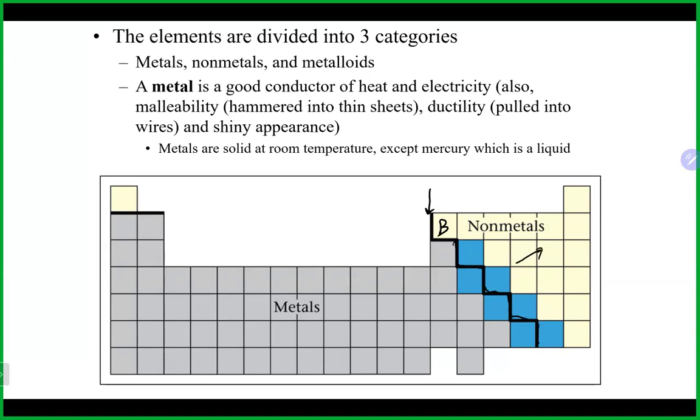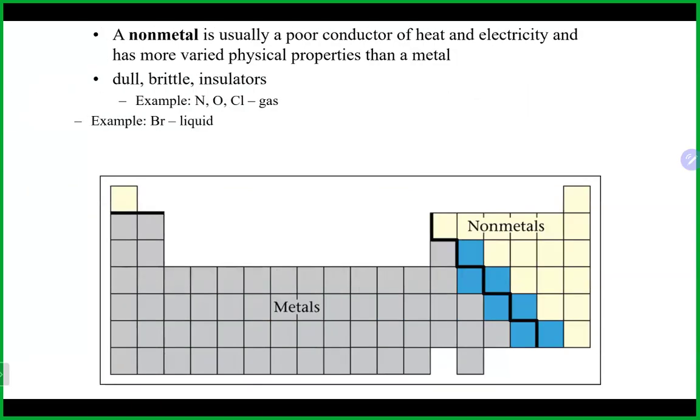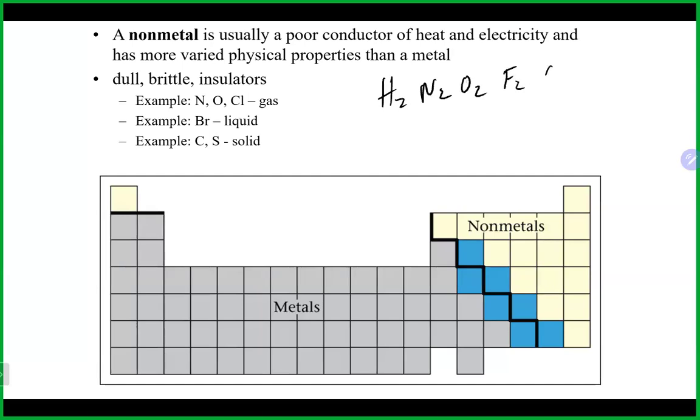Those on the staircase are nonmetals, and nonmetals pretty much have the opposite characteristics of metals. They are poor conductors of heat and electricity. They have a more varied state. Some nonmetals are gases, some are liquids or solids. A lot of the nonmetals, if you will remember, are our diatomic molecules, like our hydrogen, right? Our nitrogen, our oxygen, our fluorine, chlorine, bromine, iodine. So these, as we talked about, are elements, right? They're also diatomic molecules.